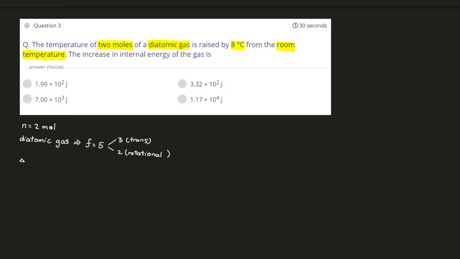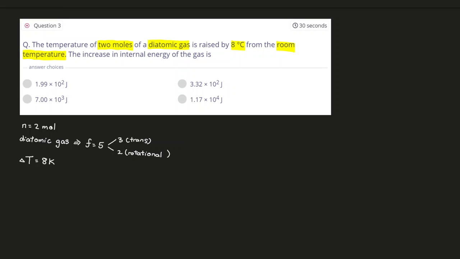So you know that the change in temperature is equal to 8 degrees Celsius, because a 1 degree Celsius increment is the same as a 1 Kelvin increment. So 8 degrees Celsius is also the same as 8 Kelvin. There's no conversion, okay? 1 degree Celsius is equal to 1 Kelvin. So if you increase by 8 degrees Celsius, it means an increase by 8 Kelvin. Okay, no difference. So it's from room temperature, therefore there's only 5 degrees of freedom.